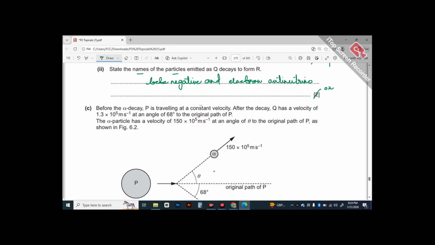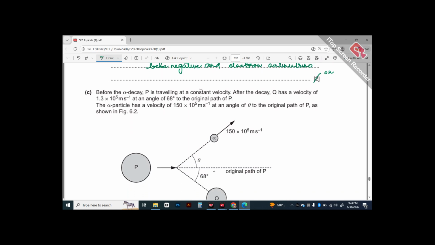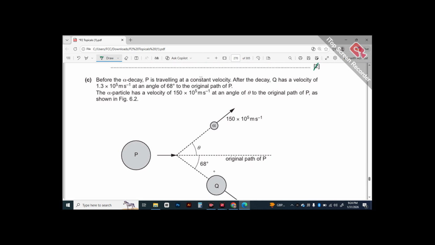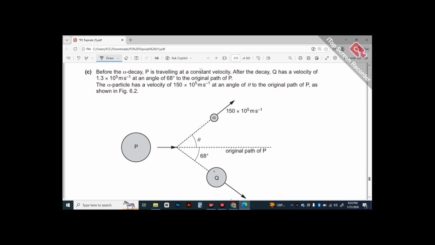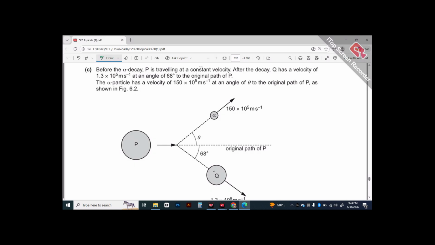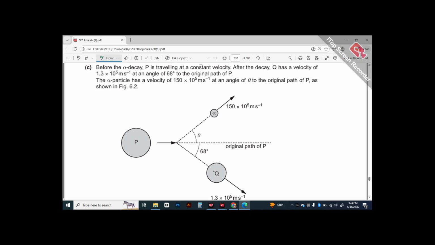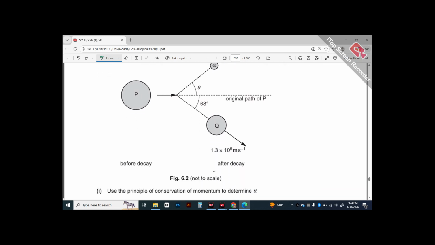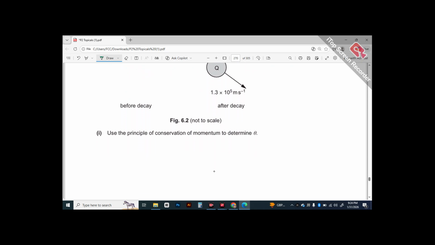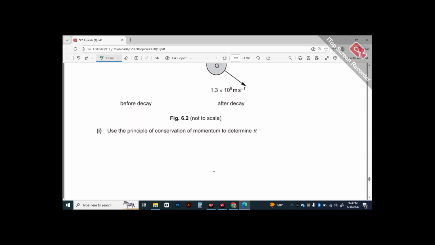Before the alpha decay, P is traveling at a constant velocity. After the decay, Q has a velocity of 1.3 × 10^5 meters per second at an angle of 68 degrees to the original path of P. The alpha particle has a velocity of 150 × 10^5 at an angle of theta. And then what do we do? Use the principle of conservation of momentum to determine theta. That is what we have to ask.